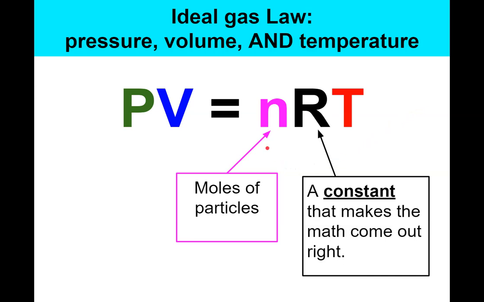New players in this, because I might make you calculate this. Little n is moles of particles. In science in general, little n means the count of something. It's kind of cool, even in biology. So moles of particles here. And then R is just kind of a messy constant that makes the math come out right, because these aren't perfectly together, since there are different units.